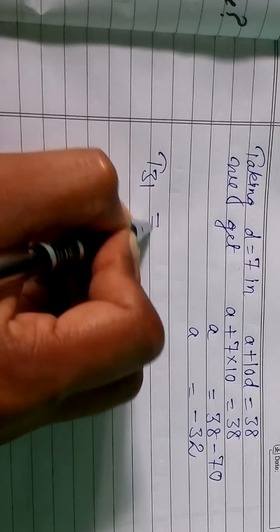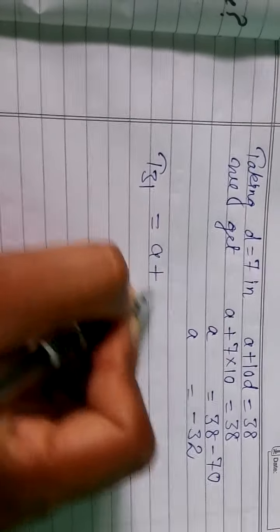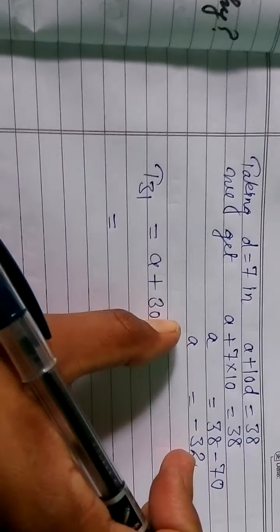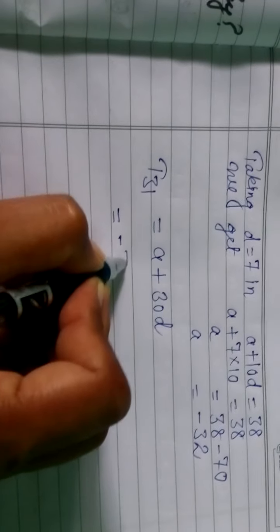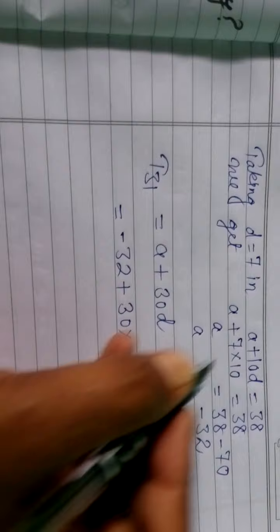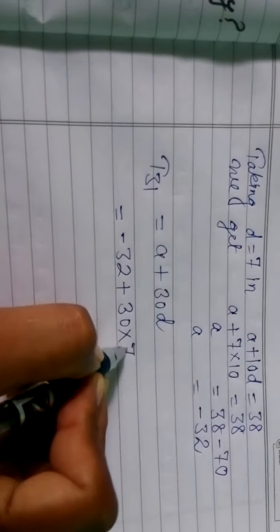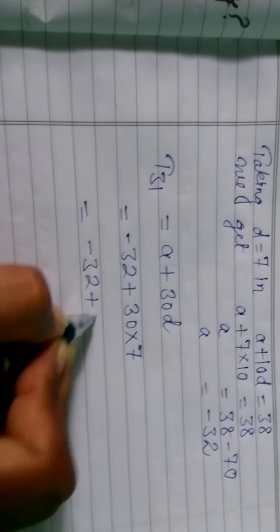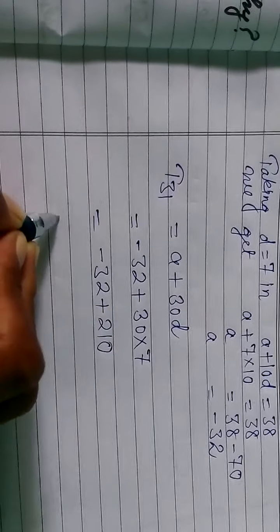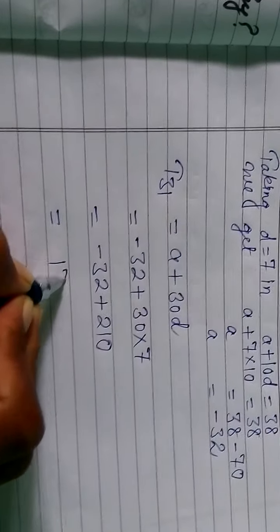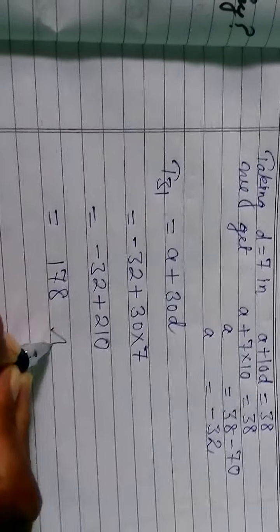So firstly T31 will be A plus 30D. Now A is not given, but we have found it, so it will be minus 32 plus 30 into D, and D was 7, so it will be minus 32 plus 210, and when we subtract it we will get 178.